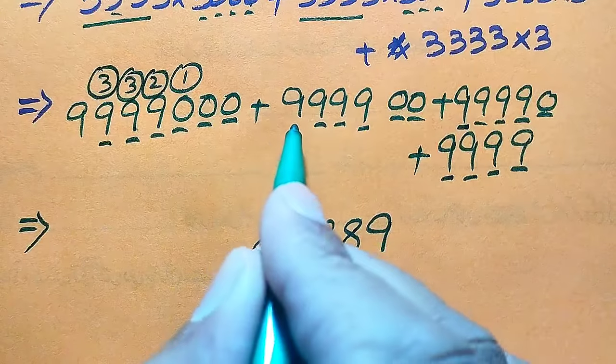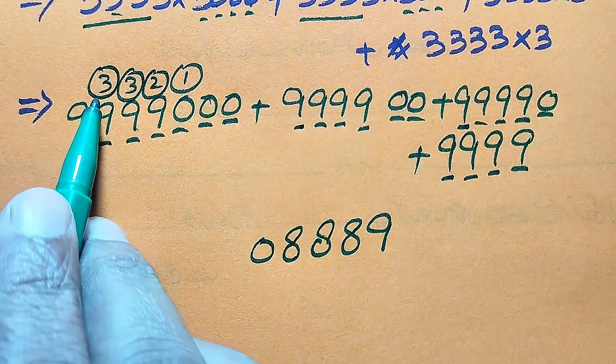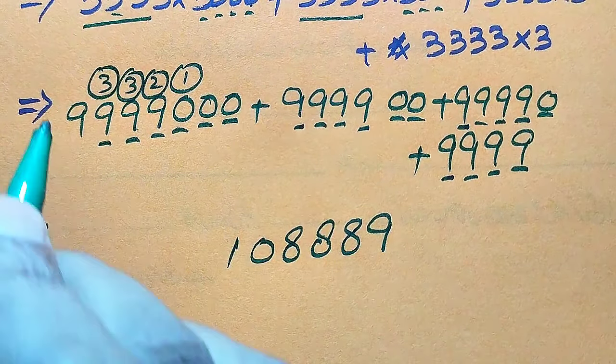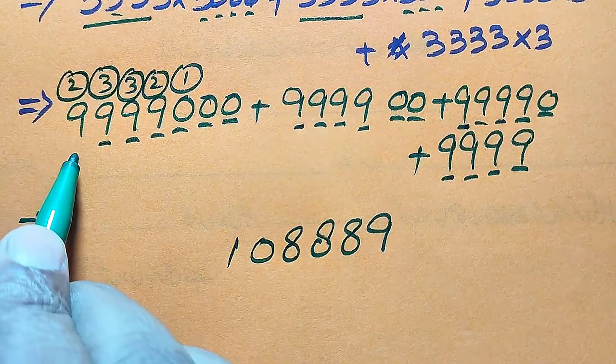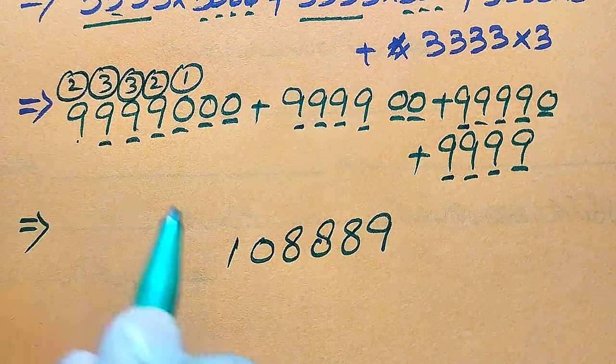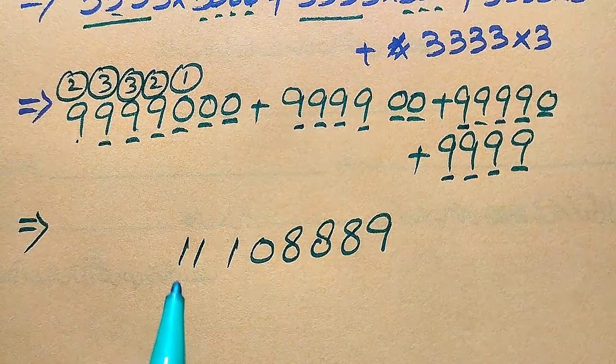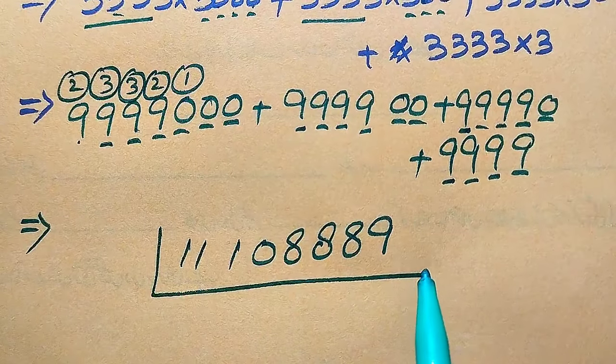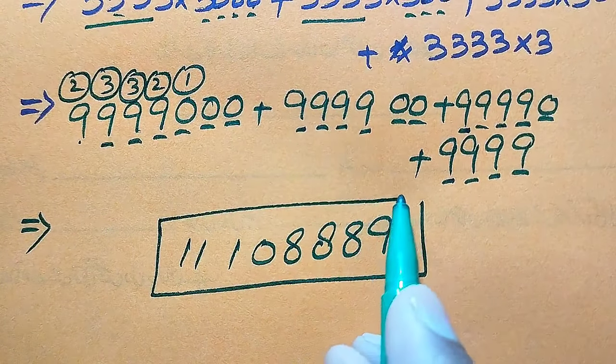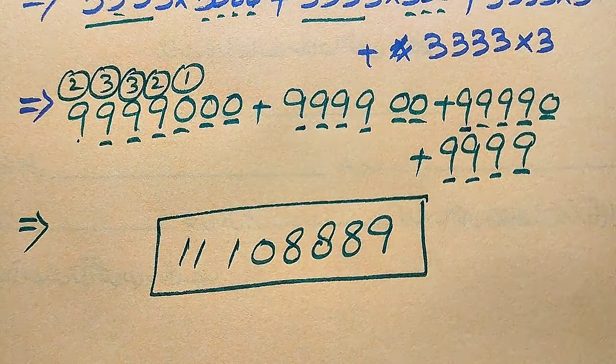At the last, 9 plus 9 becomes 18, and 18 plus 3 becomes 21. We write 1 and carry 2. Finally we have 9, and 9 plus 2 becomes 11. So this is our final simplified form of the given question, and this is the final answer.